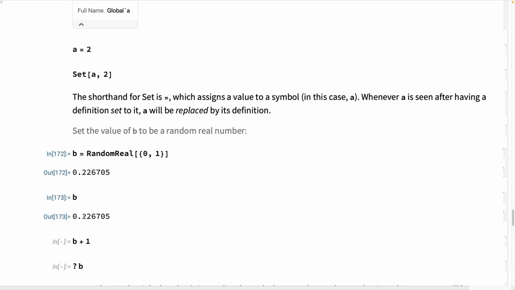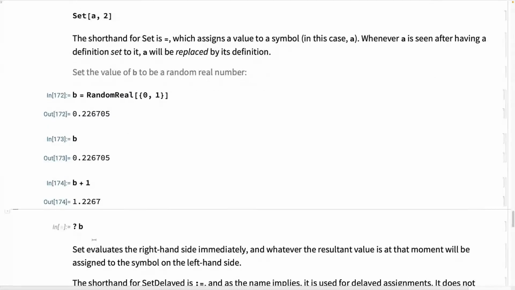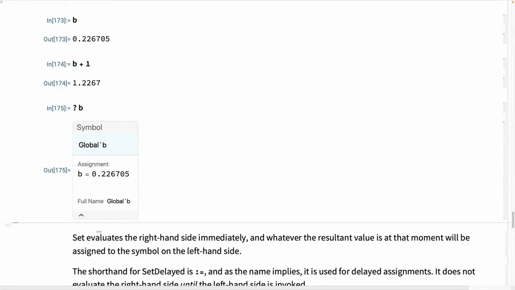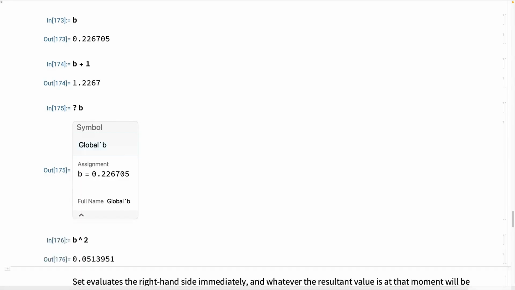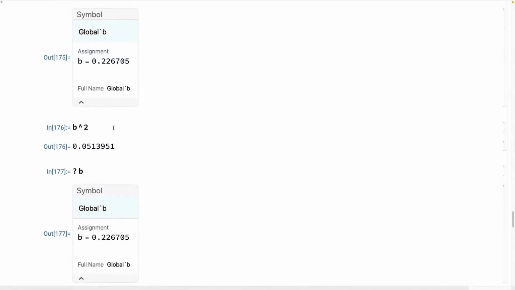We can see that we have 0.226705, right? And now if I add 1 to b, I get 1.2267. Whenever I look at b, it's just 0.226705. That's just what b is. So Set will evaluate the right-hand side of your definition immediately. And whatever the resultant value is at that very moment, that's the value that's assigned, and that's it forever. So no matter what I do with b, it is what it is. You know, it's always, as you see above, this number.